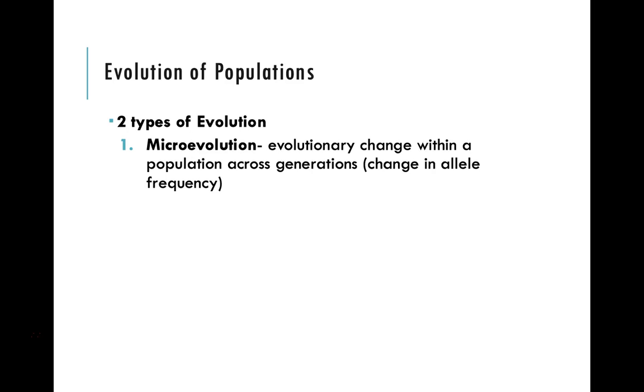So there are two types of evolution, sort of two different scales of evolution. The first is microevolution. So micro means small. So if you think about what this means, microevolution is the evolution of a small group of organisms. It's the evolution or the change of a population, how the characteristics change in a population over time.